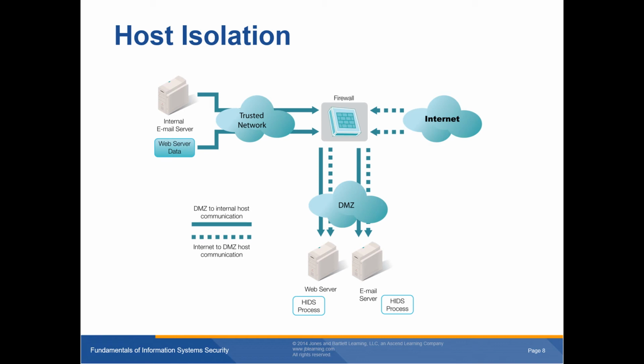Host isolation isolates one or more host computers from your internal networks and creates a demilitarized zone or DMZ. Here you see a DMZ with two isolated hosts, the web and email servers. A DMZ is a physical or logical subnetwork that contains and exposes an organization's external services to a larger untrusted network, usually the internet. Outside traffic from the untrusted internet is allowed only into the DMZ, where it can get to certain public company services.